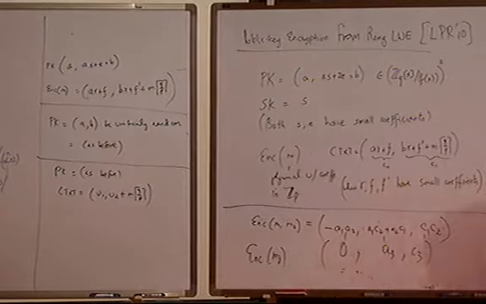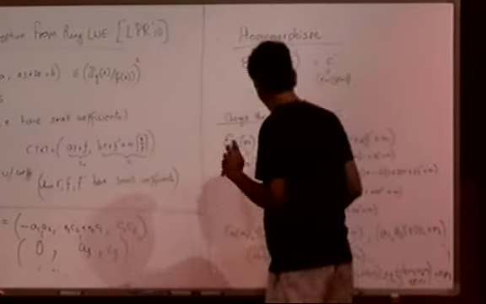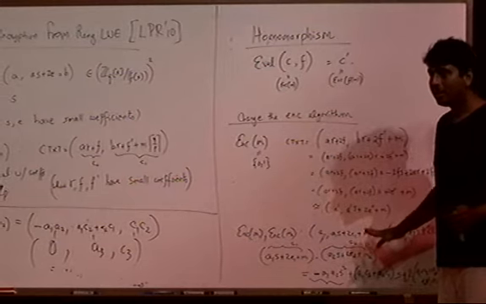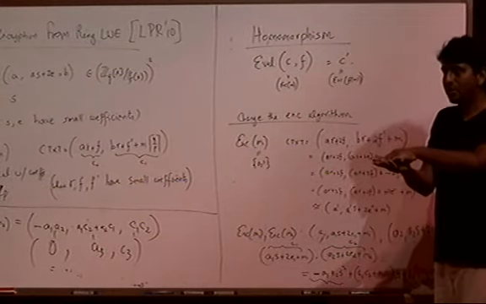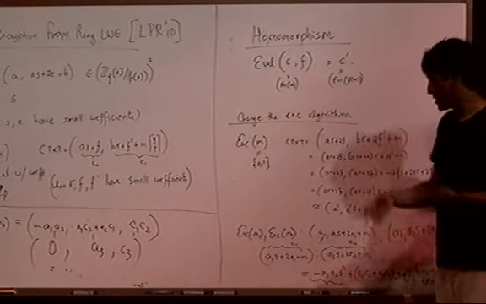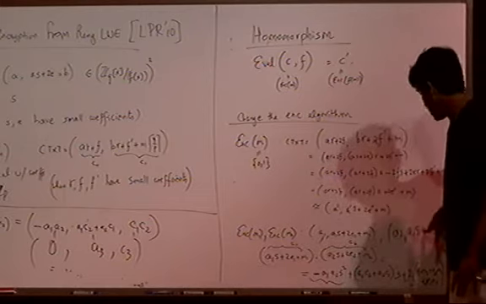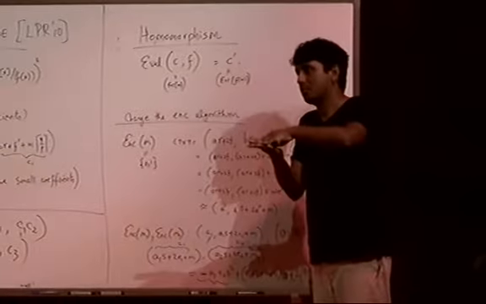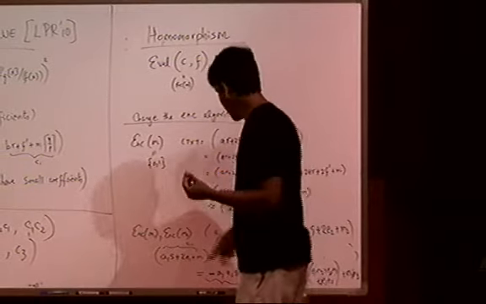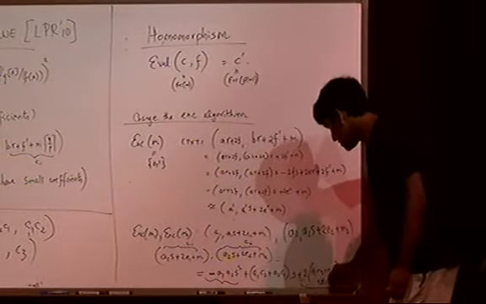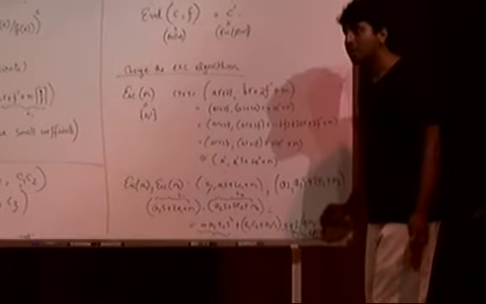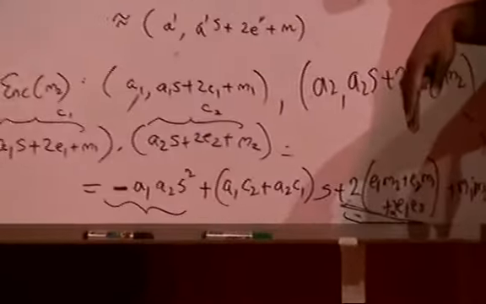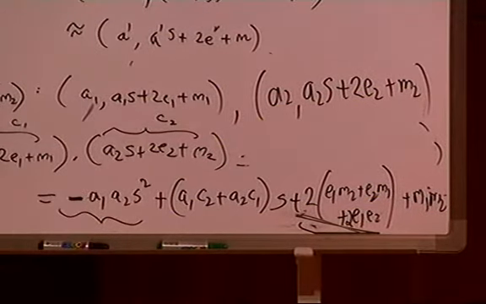How about the error? Excellent question. Already, when you add two ciphertexts, the error grows. If the errors are E1 and E2, it becomes E1 plus E2. When you multiply, it's actually even worse, as you can see from this expression, which is E1 times E2 plus a bunch of terms. So when I add two ciphertexts with errors E1 and E2, it becomes E1 plus E2. When I multiply, it becomes E1 times E2, more or less.